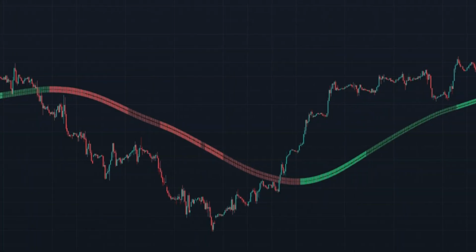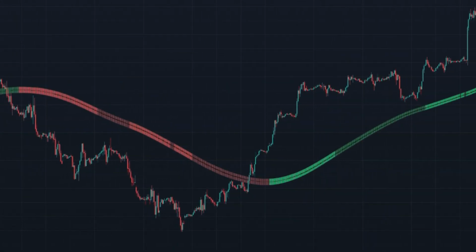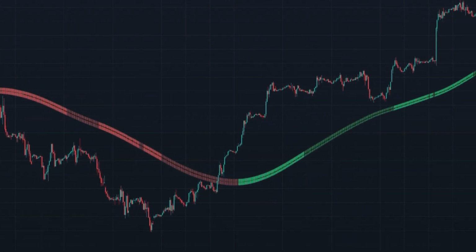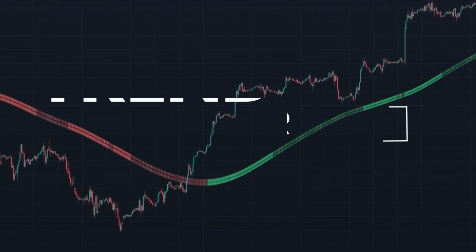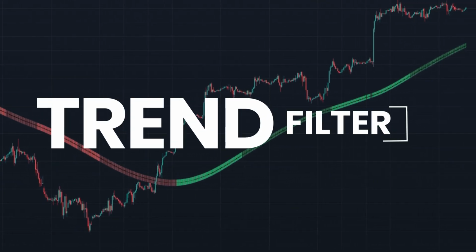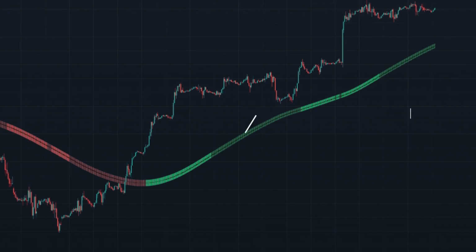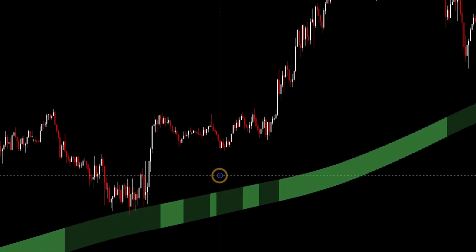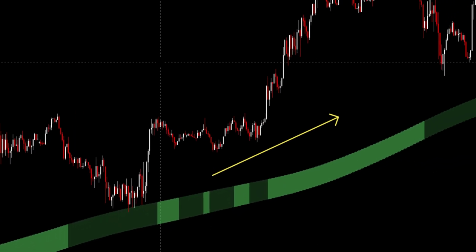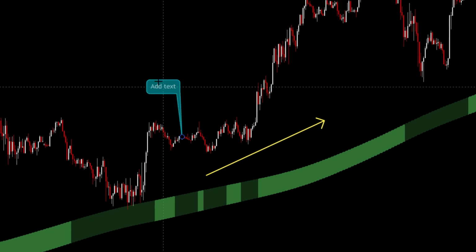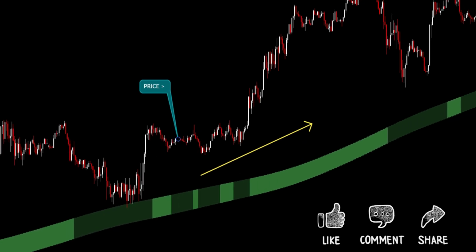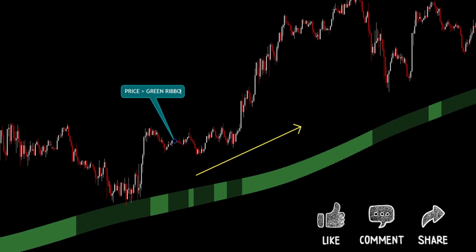Take a look here. See this colored ribbon that paints itself either above or below the candles? This is our trend filter. Its job is simple, to act as our compass. When the ribbon is green and the price is trading above it, the general thinking is that we're in an uptrend, so we should probably only be looking for buying opportunities.